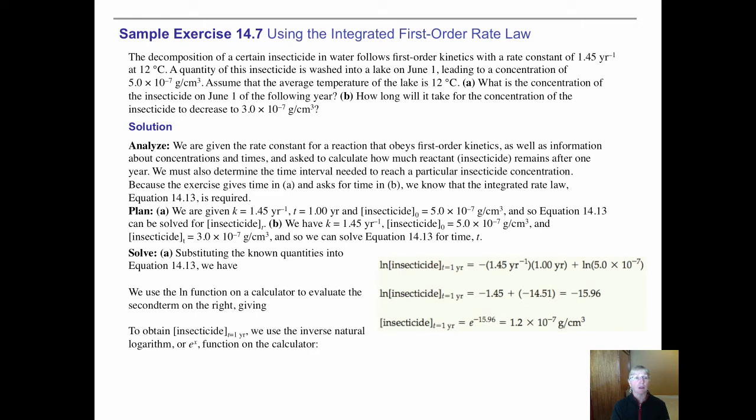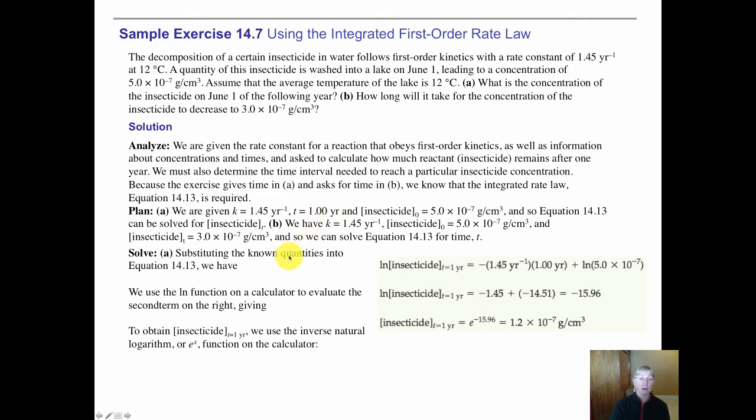So if you write down what you know, they gave us the rate constant. That was kind of them. Somebody else determined that experimentally in another real trial. And we have an initial concentration, and it looks to me like they have a final concentration too. Or excuse me, they want you to find the final concentration in the first question. So we have our time period, 1 year, and we know that the initial concentration is 5 times 10 to the minus 7 grams per cubic centimeter.